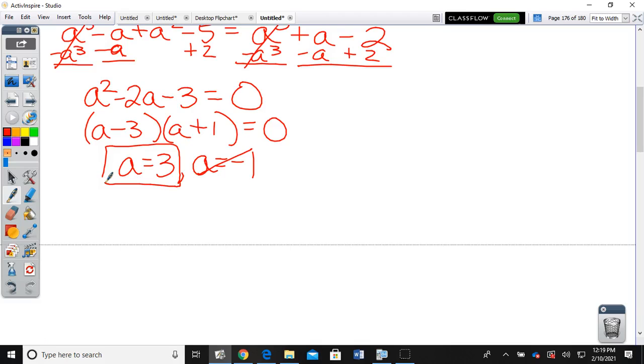Simeon. Where'd you get -2? Here, -a minus a. When I moved, I had a positive a over here. I subtracted it over, and there was already a -a over here. So -a minus a, -2a. Just add the like terms.